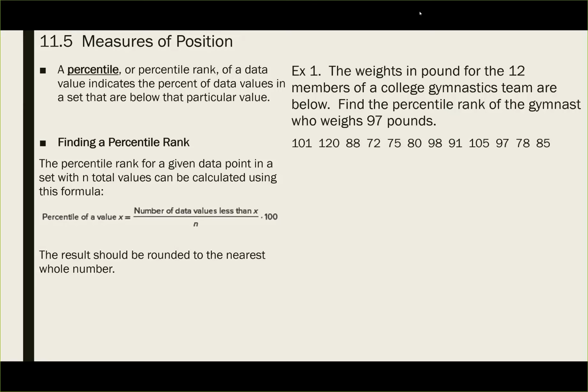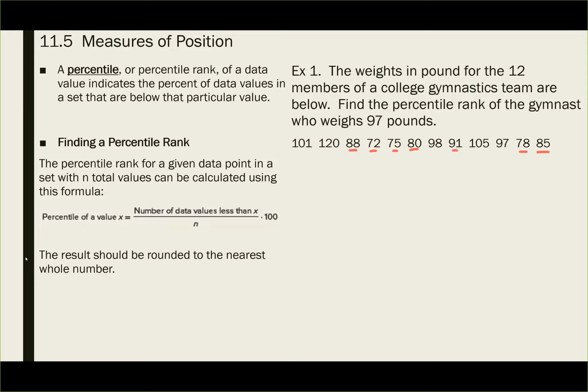One thing you can do is just go in and say, okay, this number is less than 97, this number is less than 97, and so on. If we count, you can see that we have 7 data less than 97.